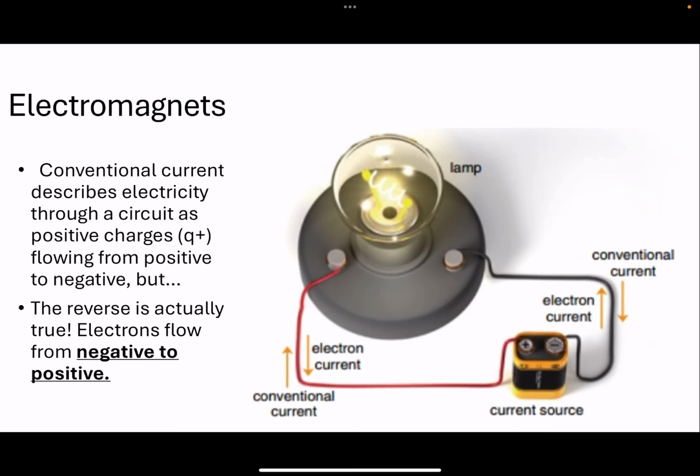Electromagnets. Just a little reminder that conventional current describes electricity through a circuit as positive charges flowing from positive to negative. But really we know those little positive protons don't move a bunch. It's electrons that do the moving. So electrons are flowing from negative to positive, which is the opposite direction. So again, when you see a little Q with a plus sign and an arrow, we're imagining that's the way a positive would go, but really electrons are flowing in the opposite direction.